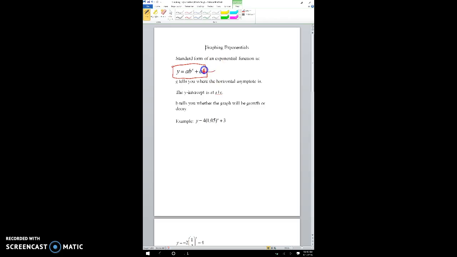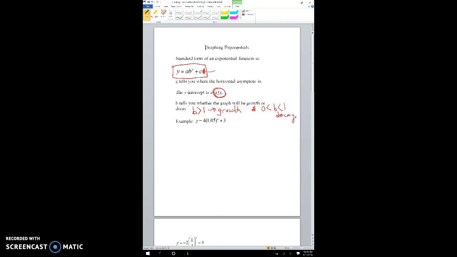C tells you where the horizontal asymptote is. A plus c tells you the y-intercept. And then b tells you whether or not the graph is going to be growth or decay. If b is greater than 1, it's growth. If b is in between 0 and 1, so if b is a fraction, then that's going to be decay.